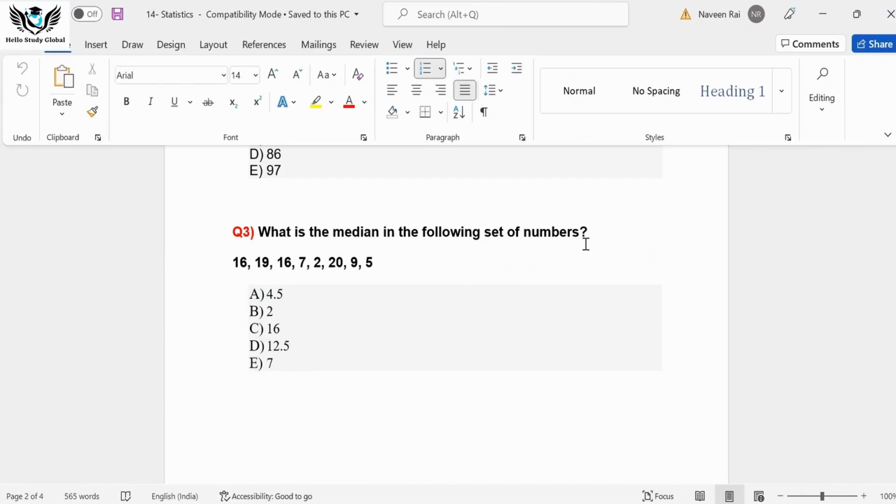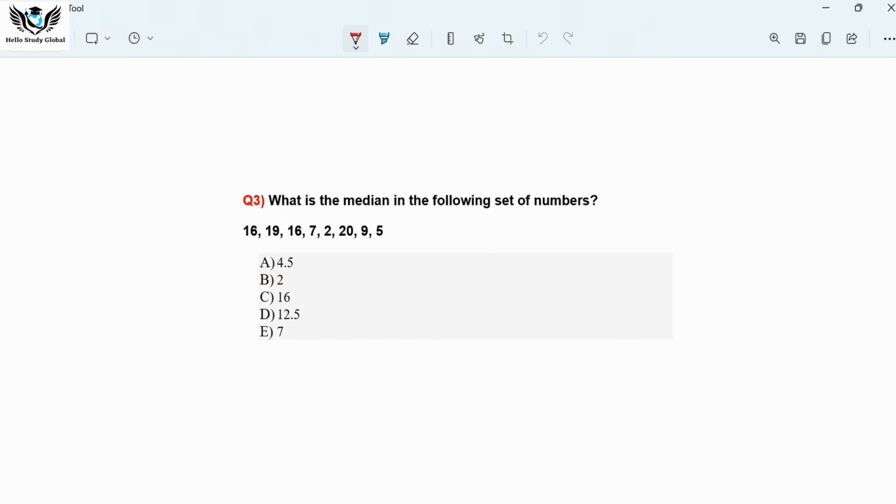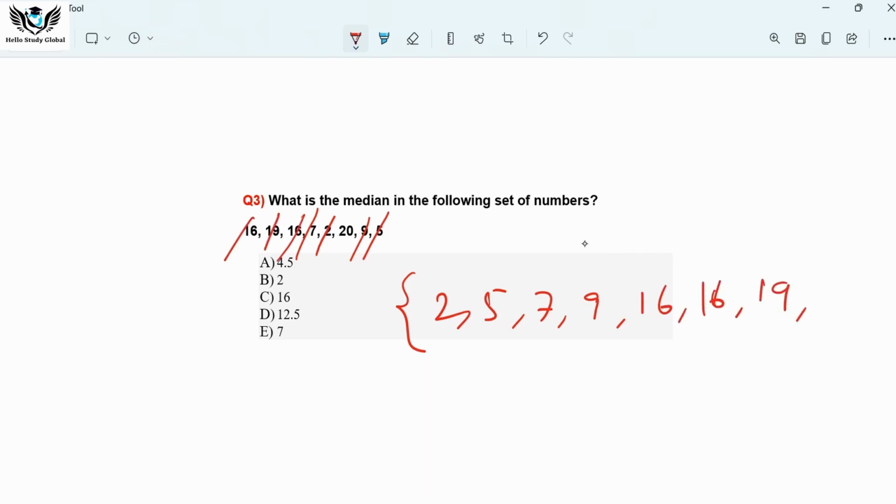Okay guys, median is nothing but the middle value, right? So what do we do in order to find the median? We first arrange the terms in ascending or descending order. Let's pick up ascending, that is increasing order. So let's start with the smallest number. 2 is the smallest number, 2, and then we have 5, and then 7, then 9, then 16, 2 times 16, then 19, then 20. Okay, so how many terms? 1 2 3 4 5 6 7 8, even number of terms.